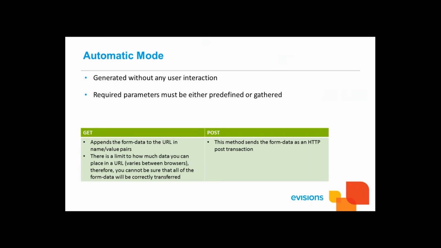The get and post methods are automatic modes. This means the report tasks are generated without any user interaction within Argos itself. Required parameters must be either predefined or gathered by the calling application and passed to the API. This is done by use of the get or post requests. The get request is much like the standard URL web page link. The post request gathers any needed parameters in the calling web page. Using a get request, form data are appended within the URL. However, there is a limit to how much data can be placed.